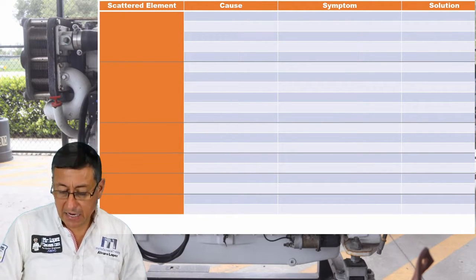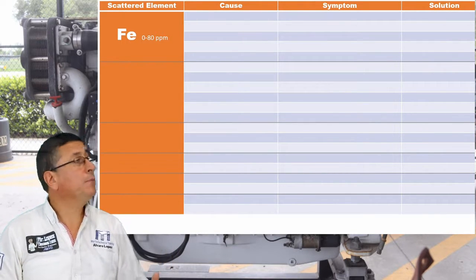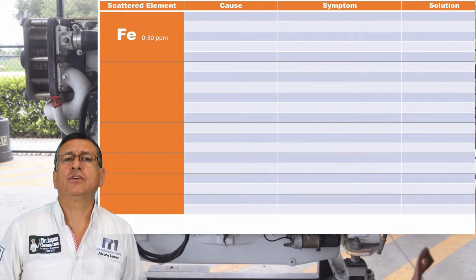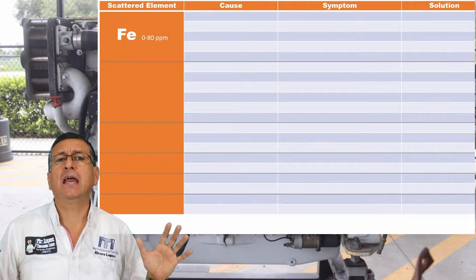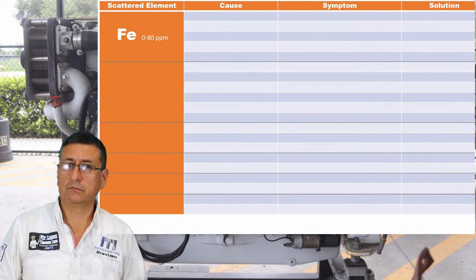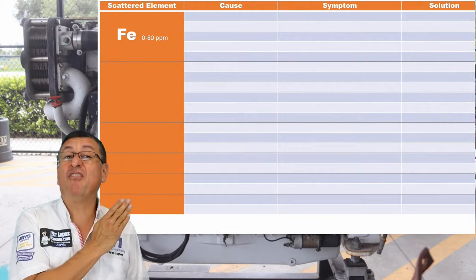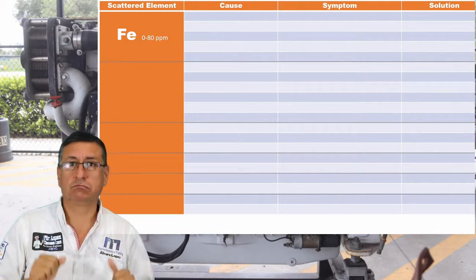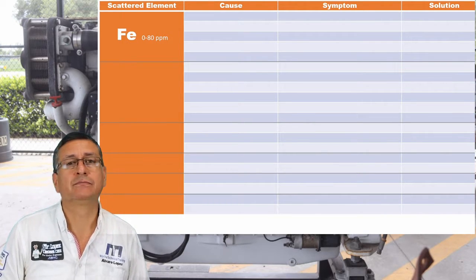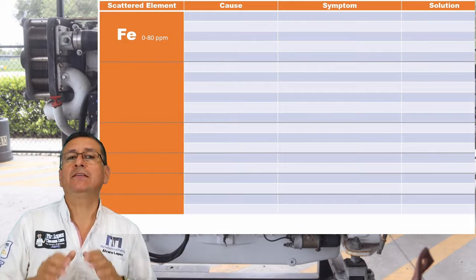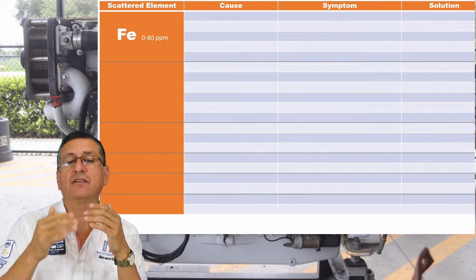Additionally, I am going to explain, for example, the first one will be iron. In front of iron I put the concentration of the particles of iron in the sample, which normally is between 0 and 80 parts per million. What is the meaning of that? Between 0 and 40 is acceptable, it's normal. Between 40 and 80 is excessive. More than 80 is catastrophic.